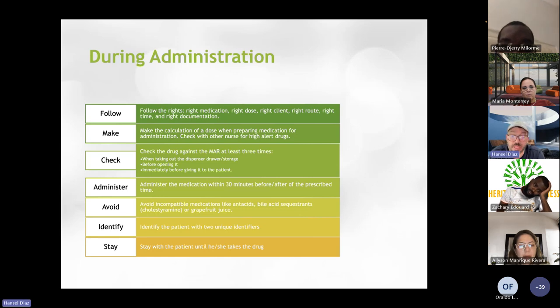Depending on the medication, you might need to stay a little longer. If you're giving your patient penicillin for the first time, you need to stay there for 30 minutes. If you're giving the patient an opioid, it might be a good idea to wait a couple of minutes to see how your patient reacts, right?